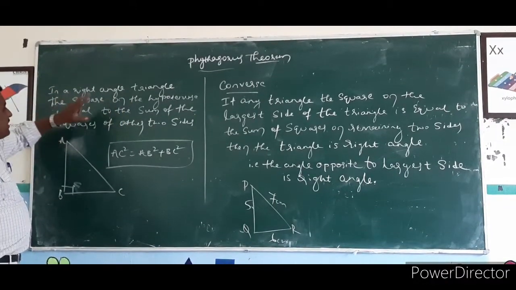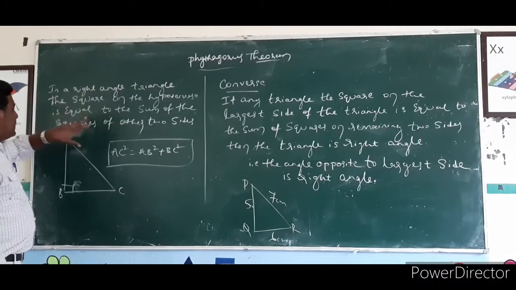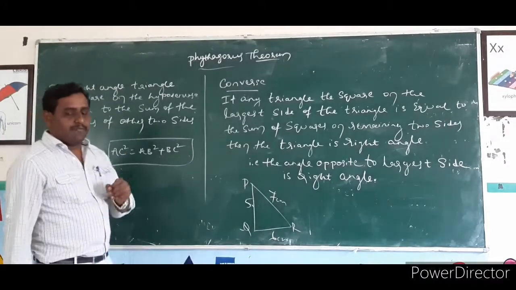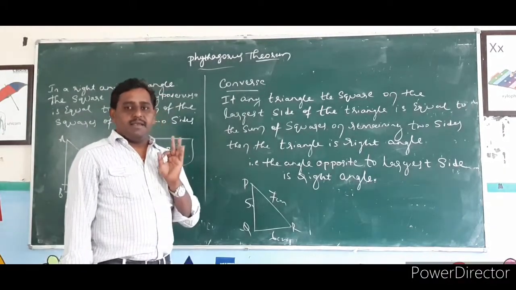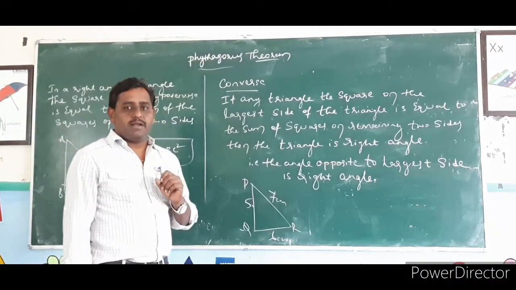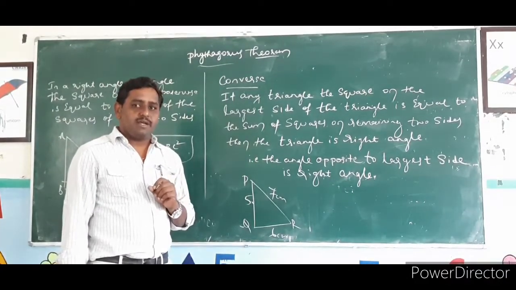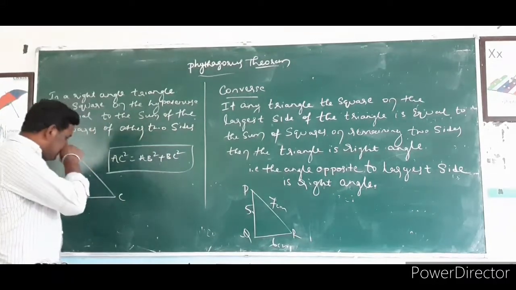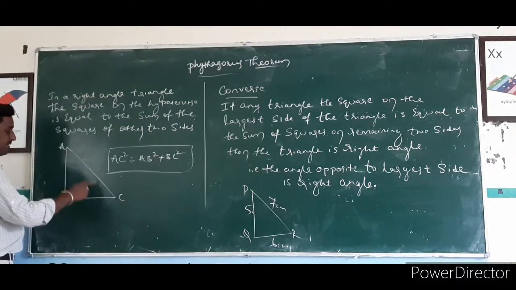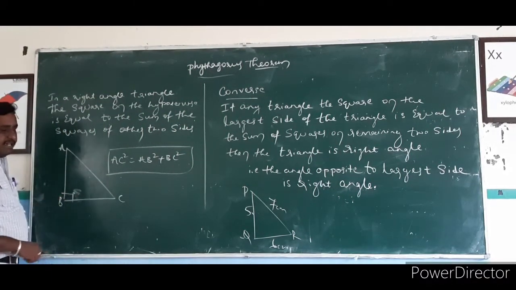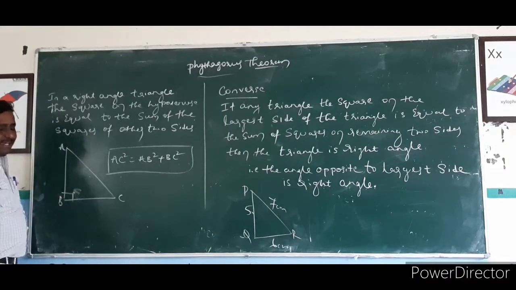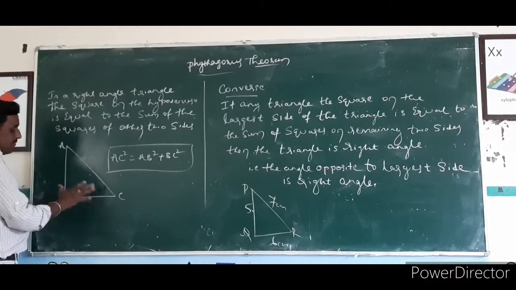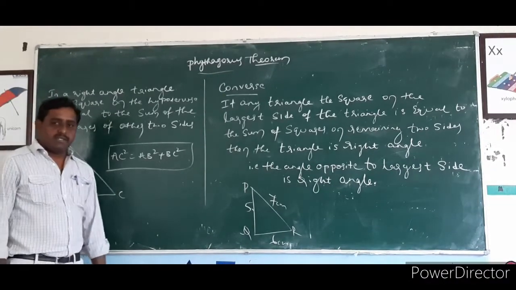In a right angle triangle, the square on the hypotenuse is equal to the sum of the squares of the other two sides. What is meant by the Pythagoras theorem? In a right angle triangle, the square on the hypotenuse is equal to the sum of the squares on the other two sides. If you consider ABC a right angle triangle, angle B is 90 degrees. The side opposite the 90 degree angle is the hypotenuse. The square on the hypotenuse is equal to the sum of the squares of the other two sides.